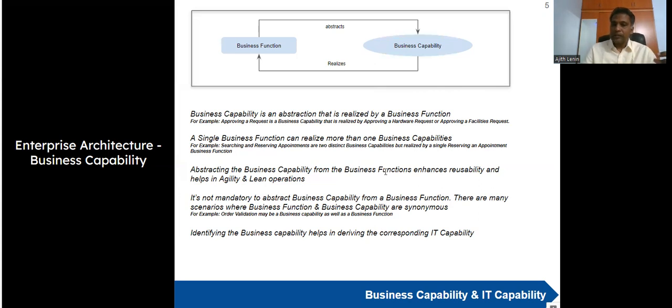Similarly, a single business function can realize more than one capability. For example, for reserving an appointment, I may have to search for an open slot and then reserve that appointment. So there are two capabilities: the search is a capability, and the reservation is a capability. Both are combined and realized by a single business function, but there are two separate reusable business capabilities in there. It is not mandatory that all business functions be abstracted, but it would be helpful to abstract the business function into capability wherever possible to bring in the reusability aspect.